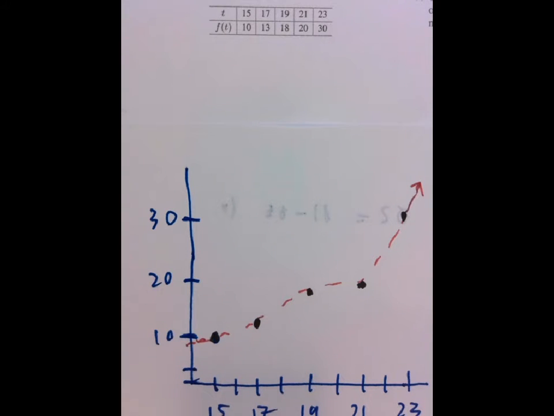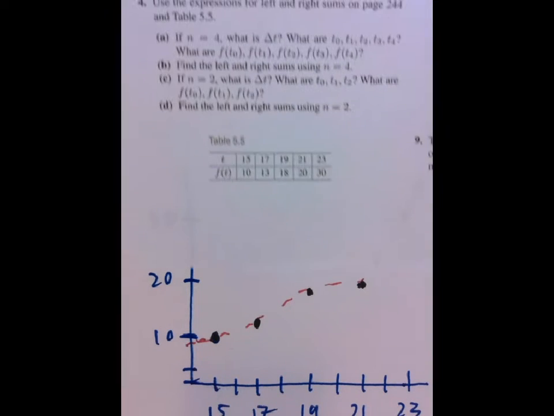Now what they want is, if n is 4, what's delta t? Well, remember delta t was the division down here when we divided it into rectangles, and that was the width along the bottom. We'll label that in a minute. I'll slide this back down here.